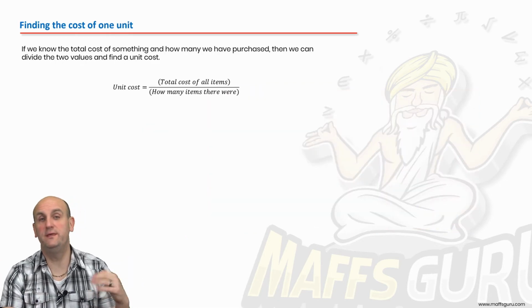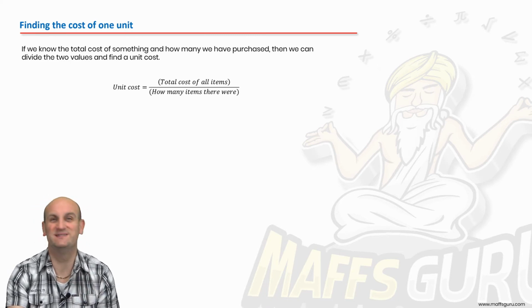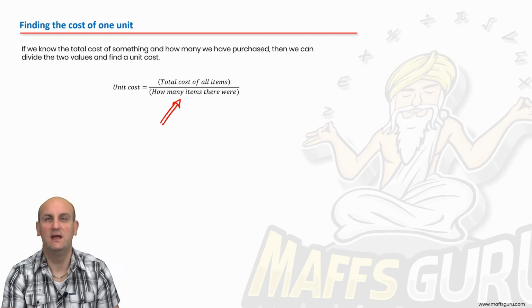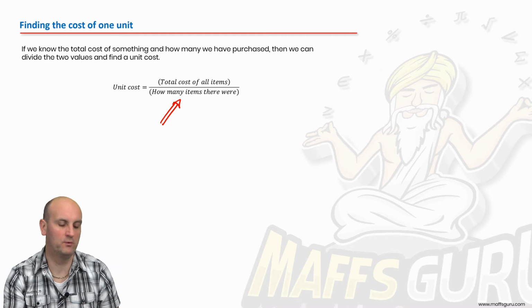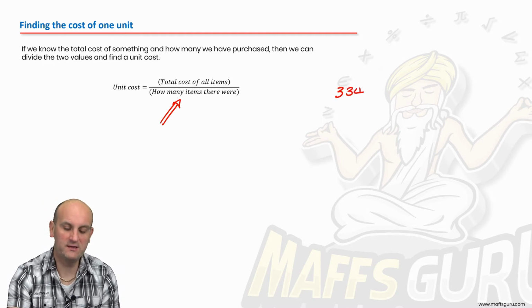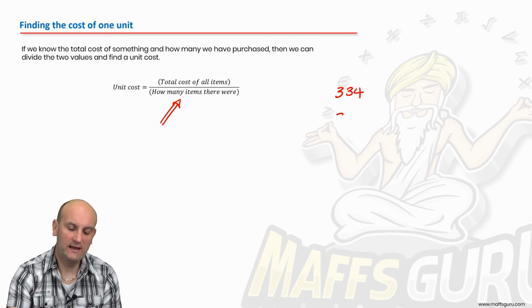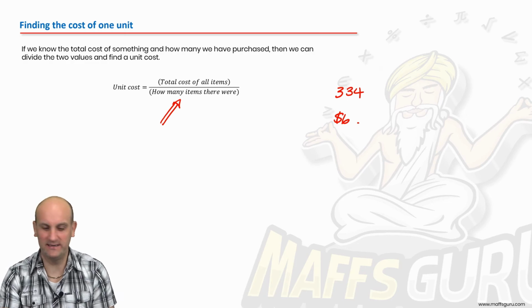So we're going to try and find the unit cost of 1 unit. Generally speaking, to find the unit cost, I'm going to take the total cost of all the items and divide by how many items there were. So if I walked into a shop and bought a pack with 334 jelly babies, and it cost me $6, then I could work out how much each of those jelly babies cost me. Oh, how exciting.